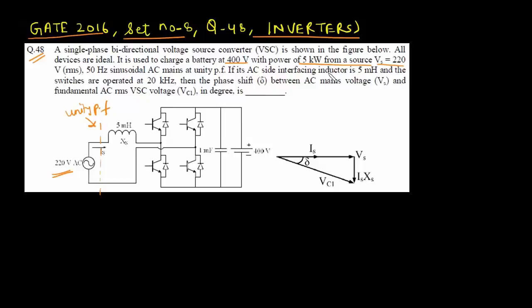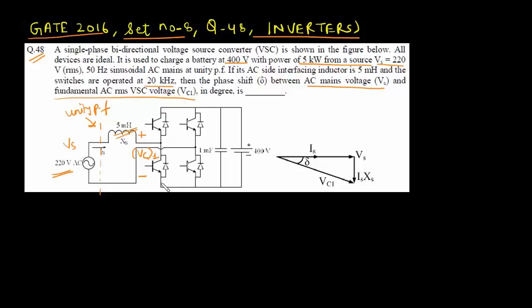If its AC side interfacing inductor is 5 millihenry, so we have a 5 millihenry inductor which is interfacing this voltage source to the inverter, and the switches are operated at 20 kilohertz. The phase shift delta between AC mains Vs and fundamental AC RMS voltage of the source converter in degree. So we have to find the phase shift between this Vs voltage source and the fundamental of VC. So this is VC. VC is the input to the voltage source converter.